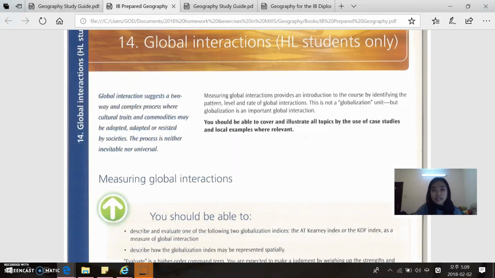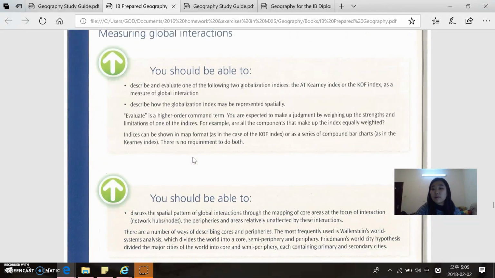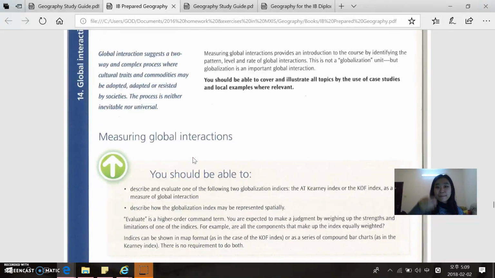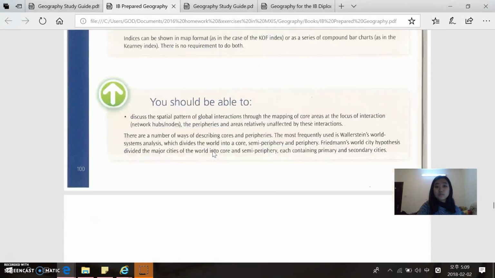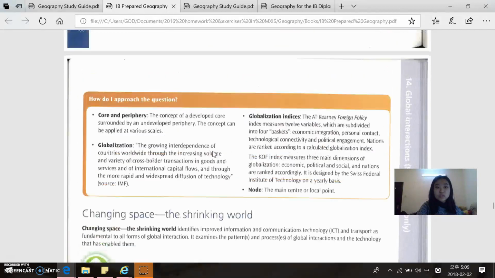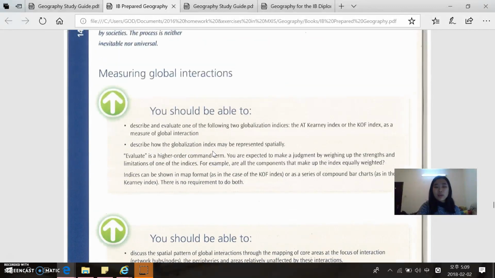But before we go over that, we will start with IB Prepared Geography because this book is really good. If you can buy it, you can buy it on IBO.org, the official website. And this book, now we're going to start reading these, so we can know what are the things we absolutely have to know before getting into the chapter, so that we can know which parts to focus on.